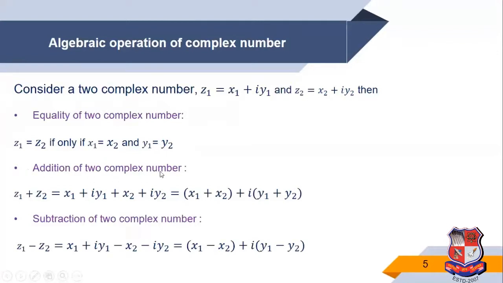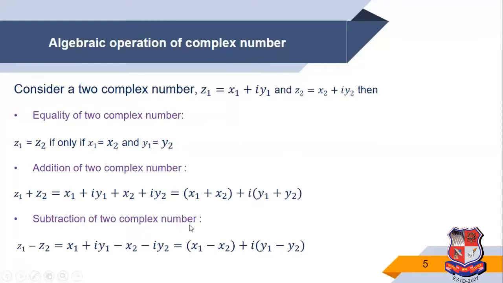Addition of two complex numbers. So z1 plus z2, we write x1 plus iy1 plus x2 plus iy2. Then we write x1 plus x2 is the real part, the first term, plus y1 plus y2 is the imaginary part. So z1 plus z2 is nothing but (x1 + x2) + i(y1 + y2).